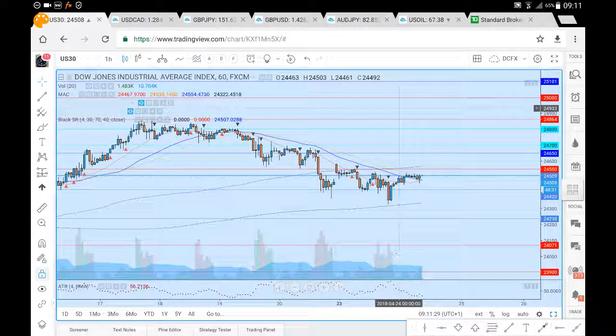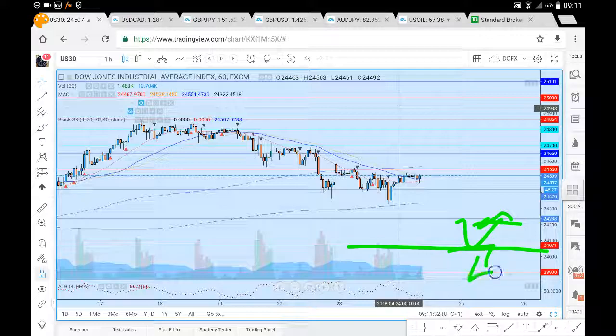24,071, a very strong major level, marked out here in red. We'll be looking to see price react there, and from there, if we do see price progression to the downside, 23,900 will be the very next level that we are looking at here on the US 30.